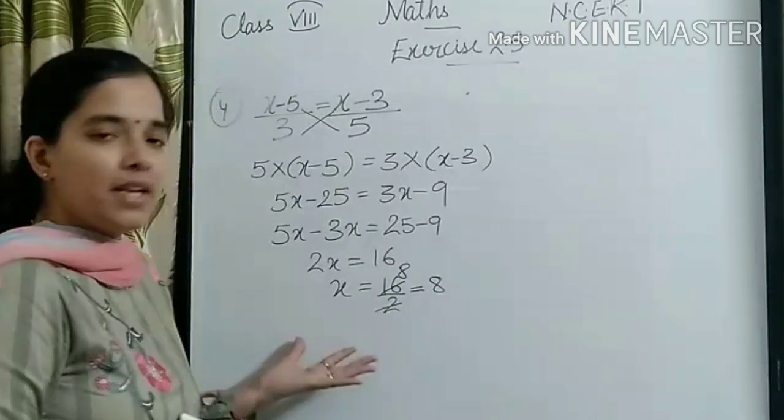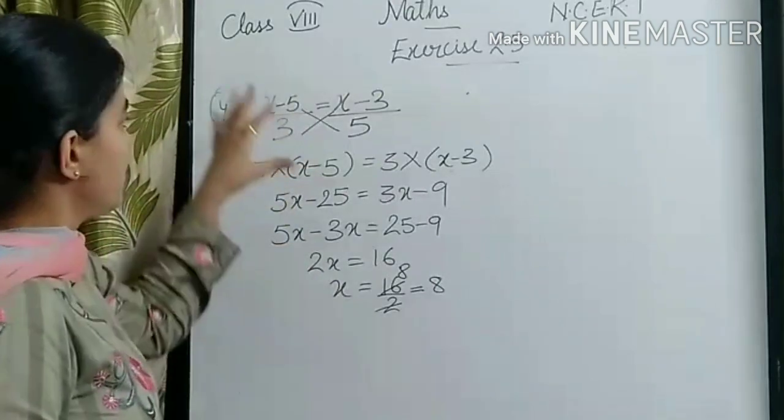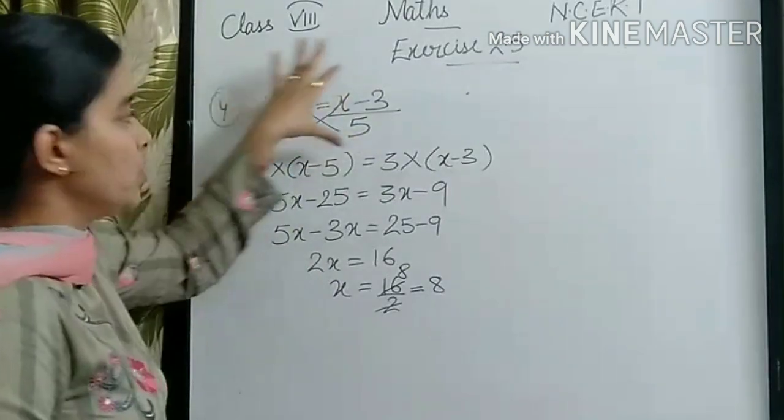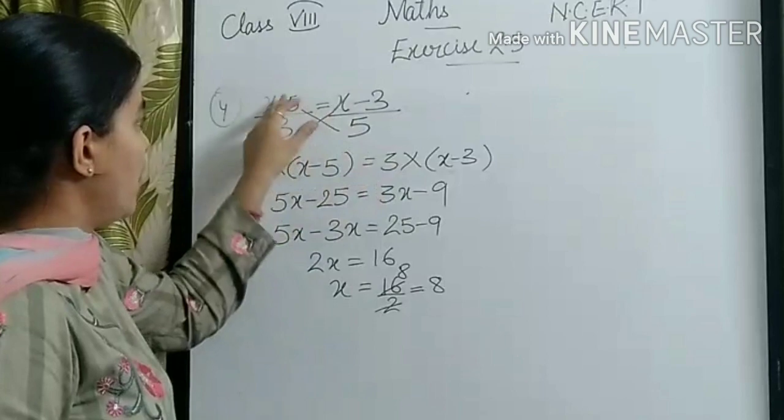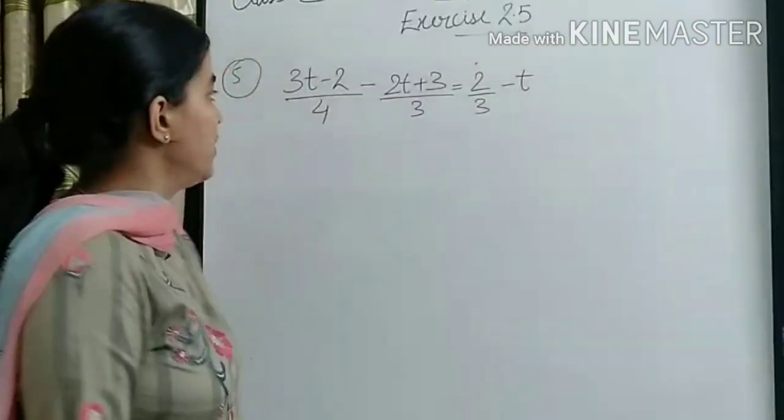So what new thing did we learn in this question? Whenever there are single terms on both sides of the equal to, you have to do the cross multiply. How to do it?